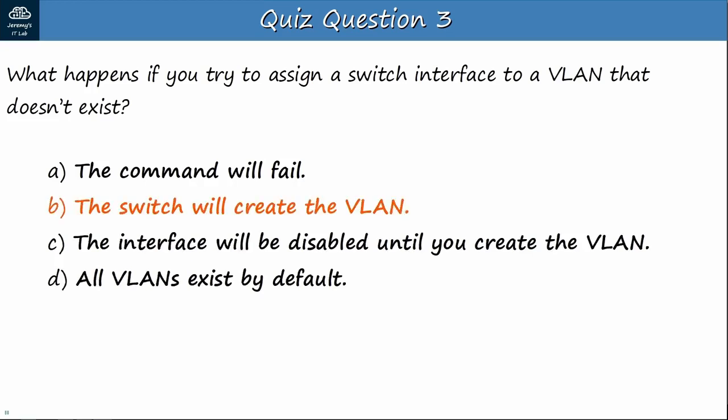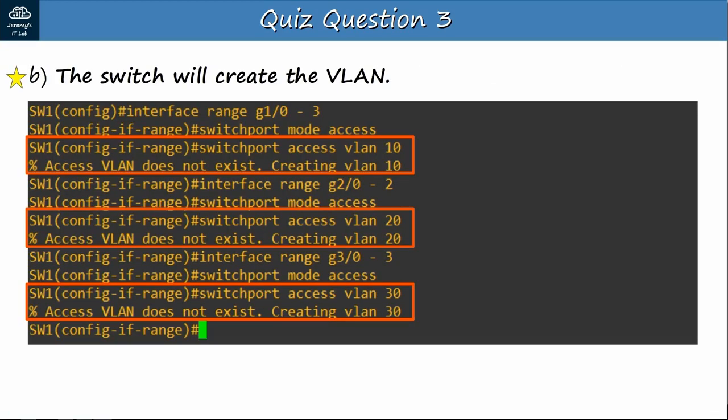Okay, the answer is B. The switch will create the VLAN. As I showed earlier in this video, if you assign a switch interface to a VLAN that doesn't exist yet, the switch will create the VLAN automatically. Let's go to question 4.